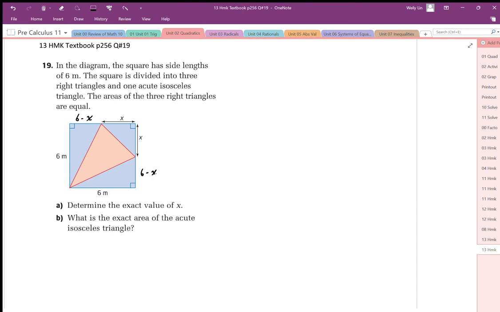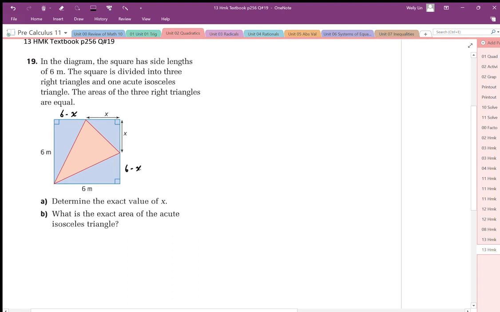Question number 19 says we have a square divided into three outside triangles, and those three outside triangles are going to be of equal area. We want to find out what the value of x is, so how long that side length of this one triangle is, to give us three equivalent areas based on this configuration. So we need to find the exact value.